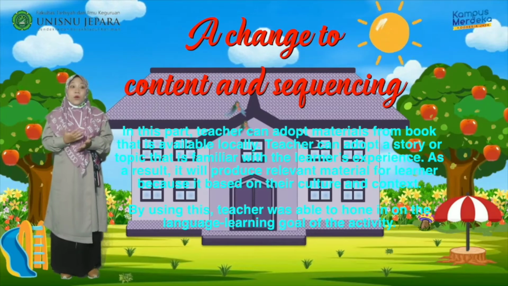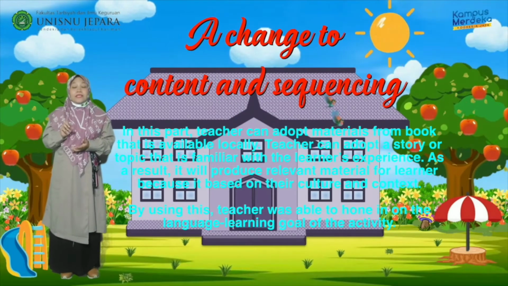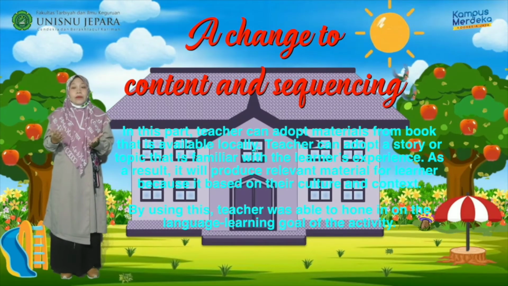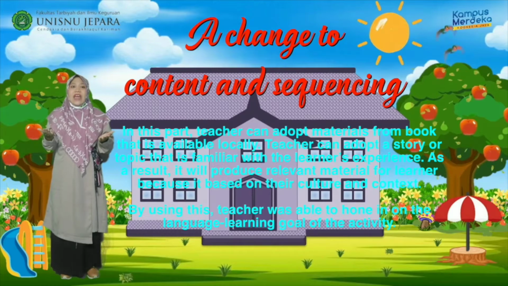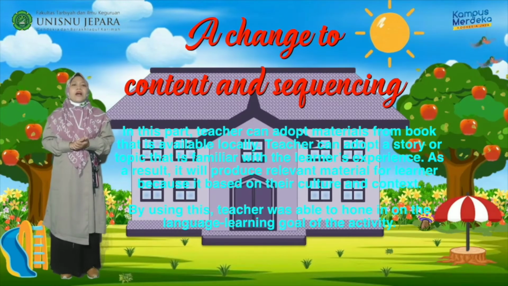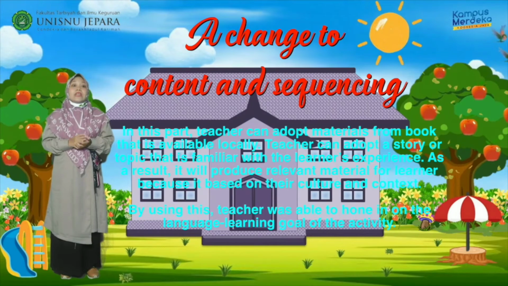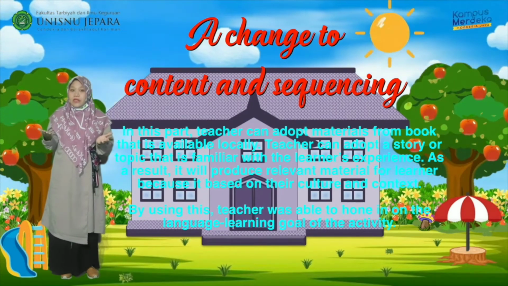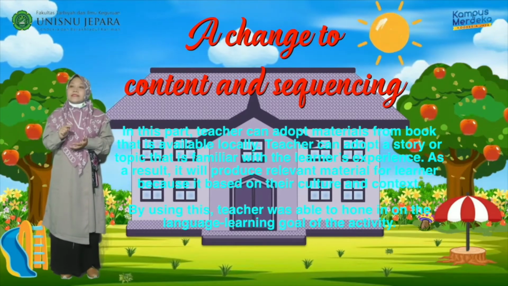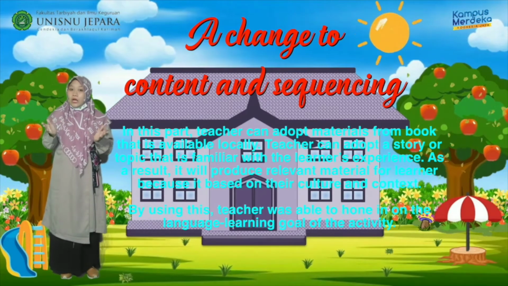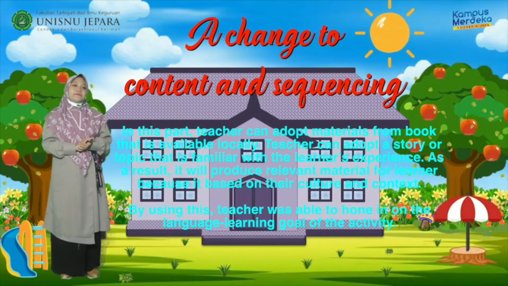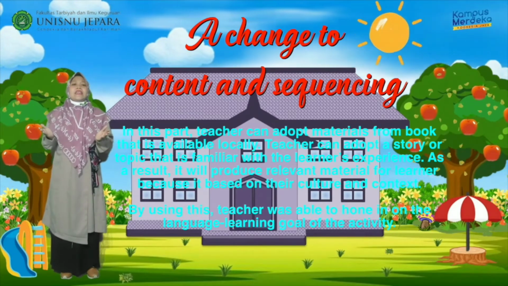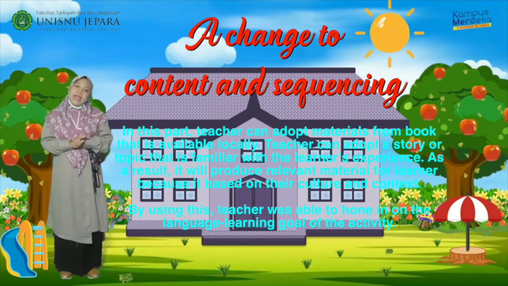Attune to content and sequencing. In this part, teachers can adopt materials from books that are available locally. Teachers can adopt a story or topic that is familiar to the learners' experience. As a result, it will produce relevant material for learners because it is based on their culture and context. That's the point. By using this, the teacher is able to hone in on each learning goal of the activity.